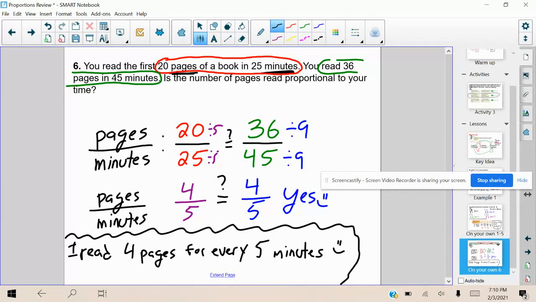And that's how we talk about these proportional relationships. So your job today is going to be to figure out whether or not relationships are proportional.